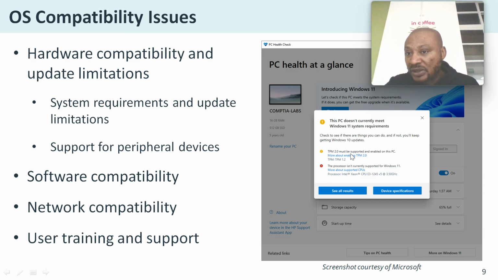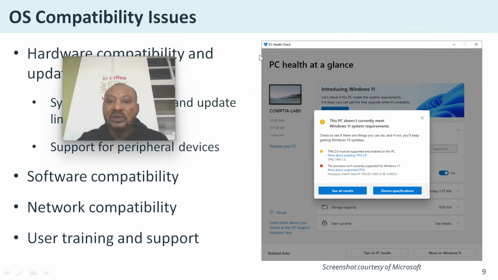So compatibility is very important. If not, you have issues. If you try to update the system, it's going to give you some issues. You understand? So it's very important that we know about that. Very, very important. Then you can also run PC Health Check on your desktop. You can do the PC Health Check.